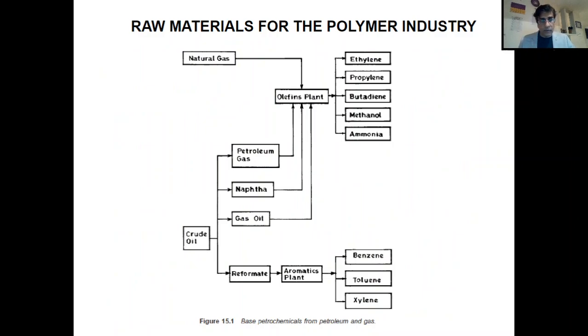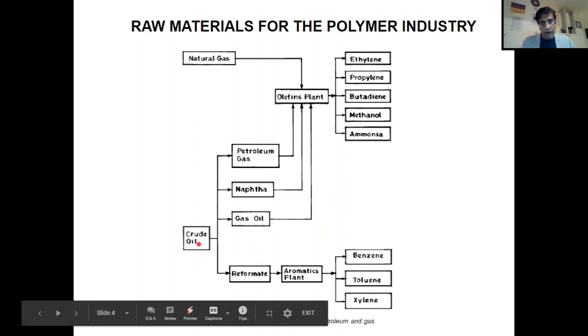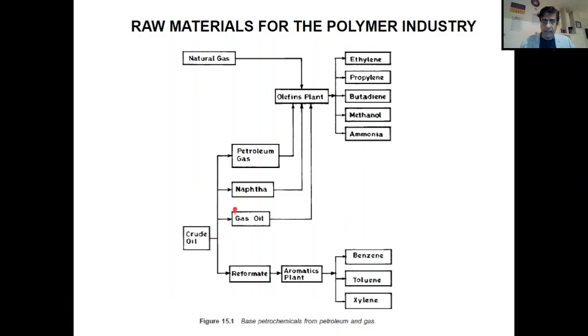So this is the flowchart diagram which you have to remember, especially for most of the polymers which we are continuously using in our course. If you look here, we have crude oil. When the crude oil undergoes the refinery process, we get gas oil, naphtha and petroleum gas. These all three can be sent to the olefin plant. All the refineries have an olefin plant.